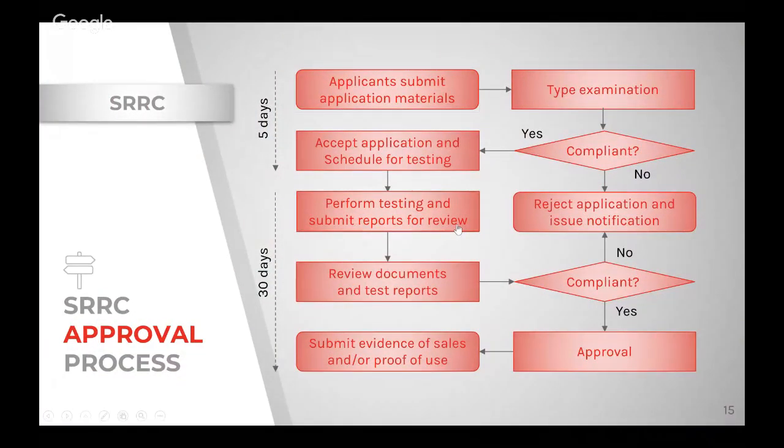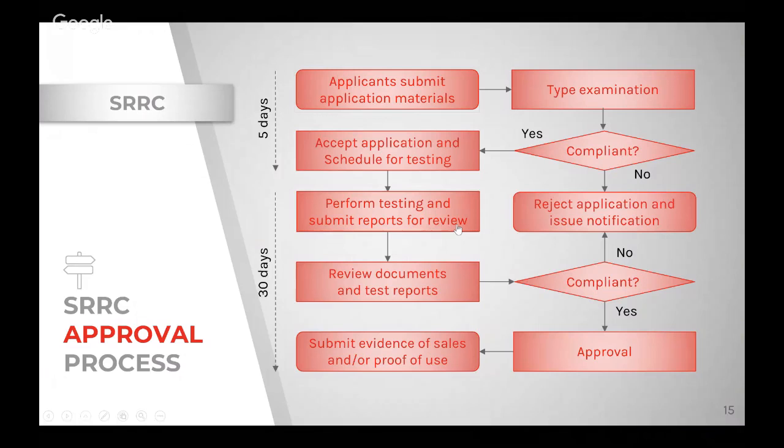So the approval process looks a little bit like this. Submission is made to MIT, if you're following on the top left, and the next step is a type examination based on a pre-application review. They take a look at your submitted documentation to determine if the radio will meet the regulations and technical requirements. If it's found to be compliant, then it will proceed.